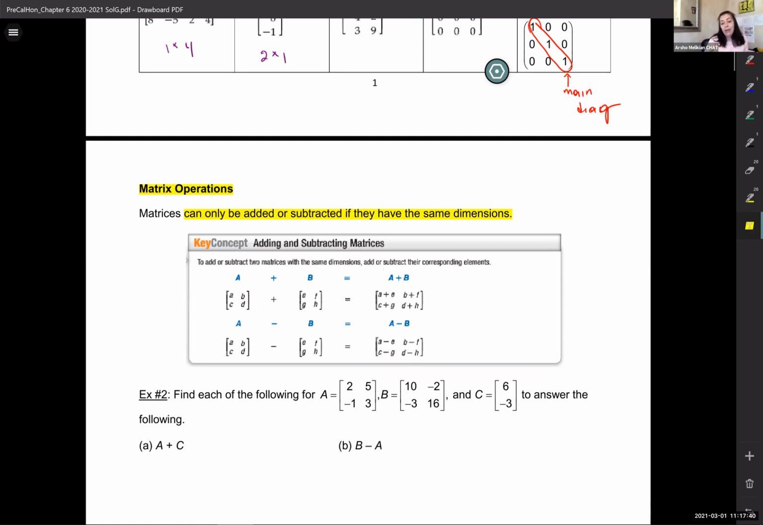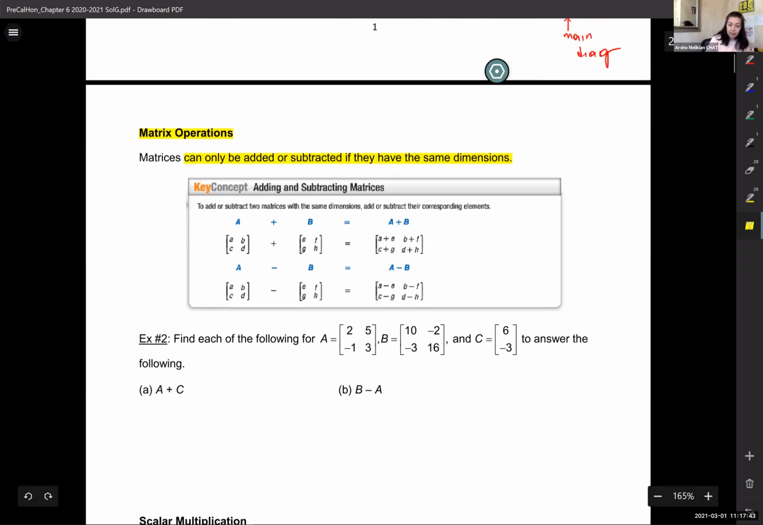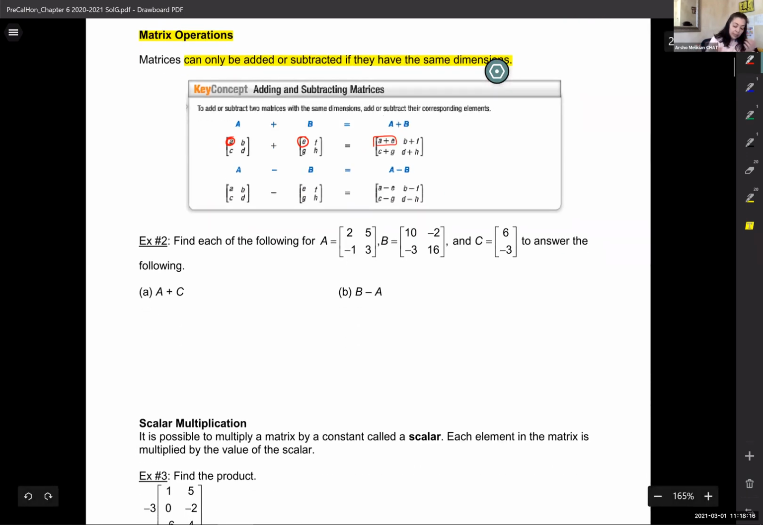Okay. How do you add them? Now that they have the same dimensions, here's what you do. You have matrix A and matrix B. You take one element here, and you take the corresponding element there. In each case, we're taking the entry in row 1, column 1. You add them up, A plus C, and you put it into the same spot, row 1, column 1. That's it. Same with subtracting.